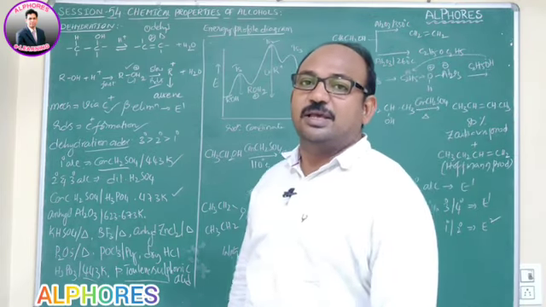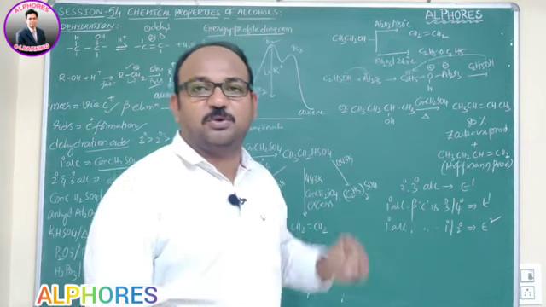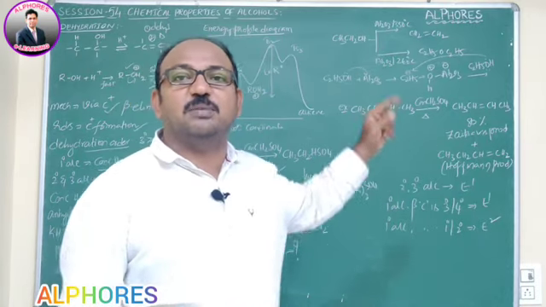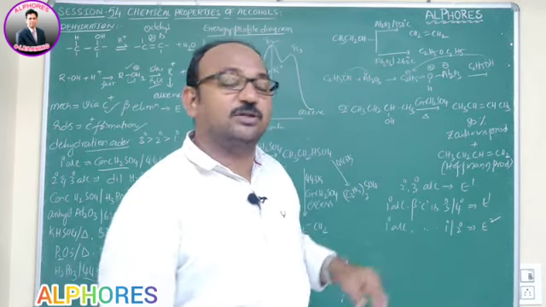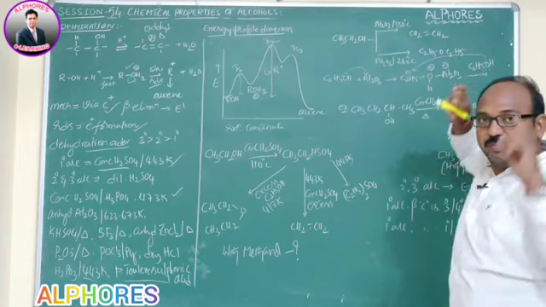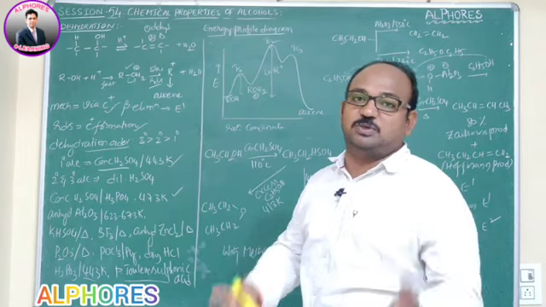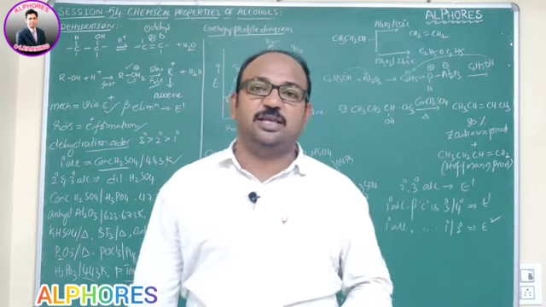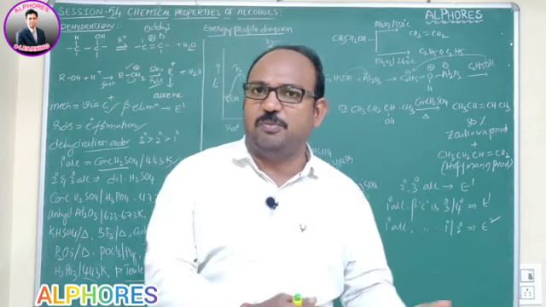Nothing but this is a substitution. Diethyl ether is a substitution product, and alkene is an elimination product. Substitution here and this one is elimination. Remember that, we will discuss a little later in which case substitution takes place and in which case elimination takes place. And elimination and substitution are always in competition.